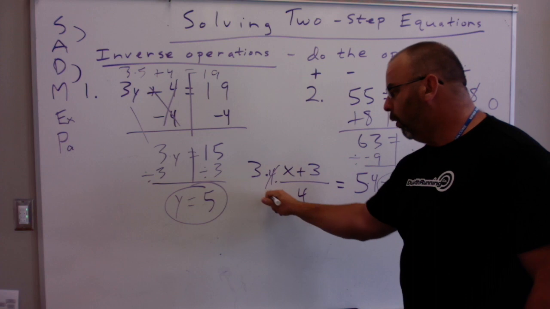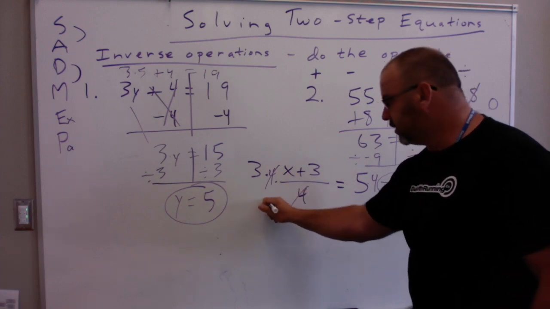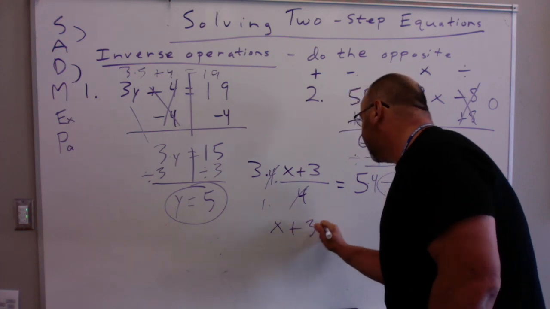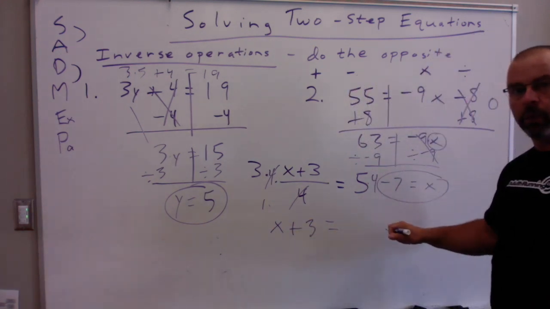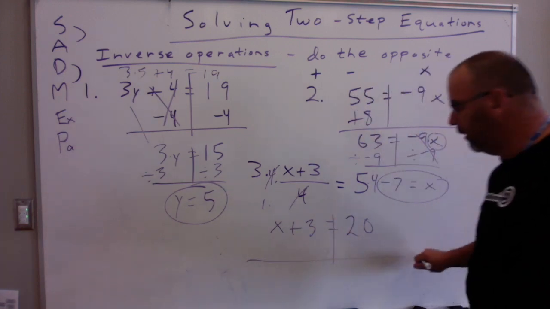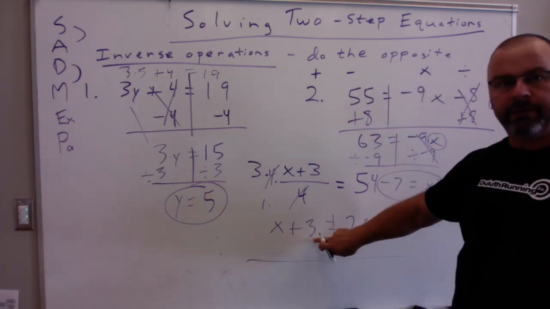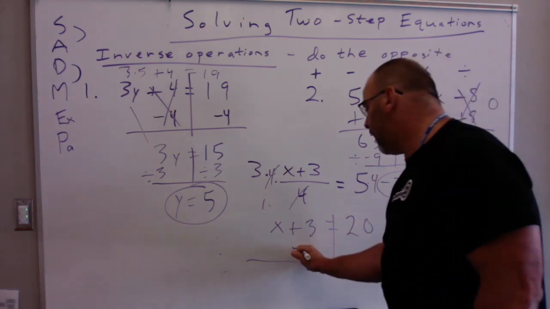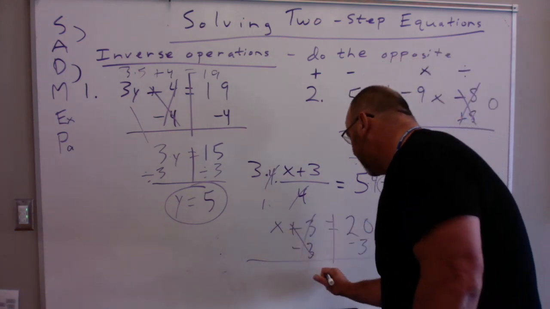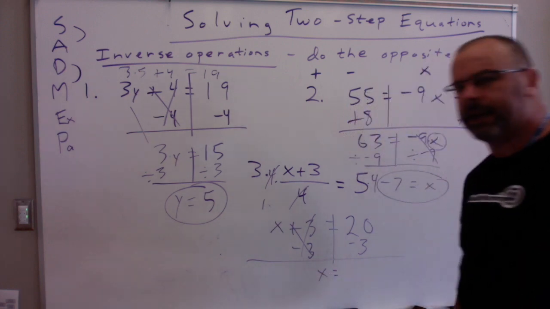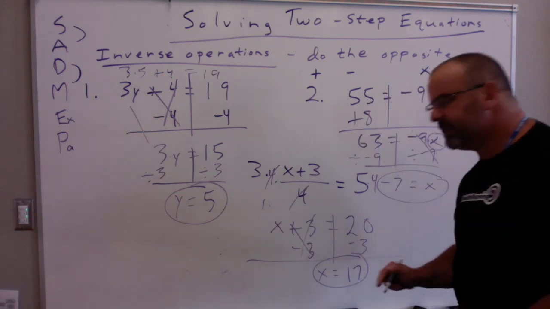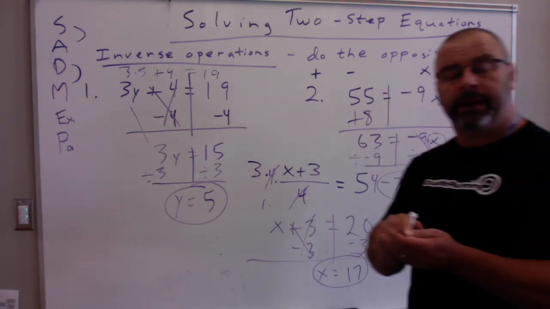So this whole 4 cancels out and gives us 1. What's left? X plus 3 equals 5 times 4. 5 times 4 is 20. Now we're down to a one-stepper. I've got to get x alone. What's the opposite of adding 3? Subtracting 3. Subtract 3. This goes away. X is equal to 20 take away 3, which is 17. And this is how we solve two-step equations.